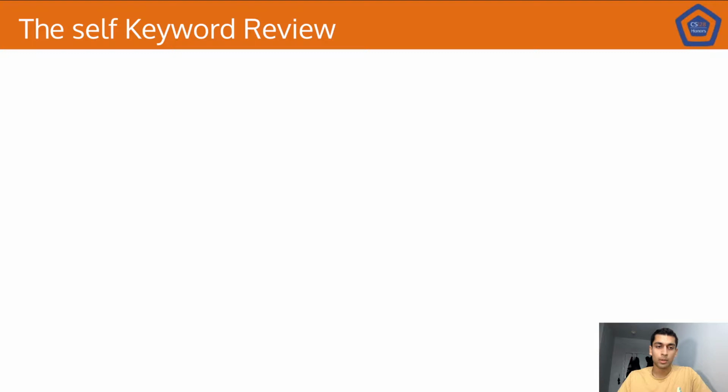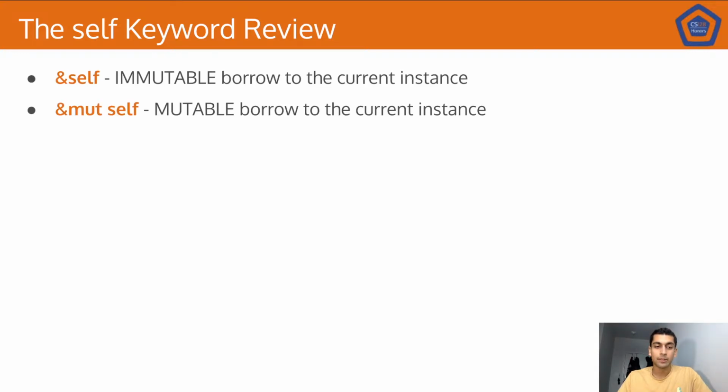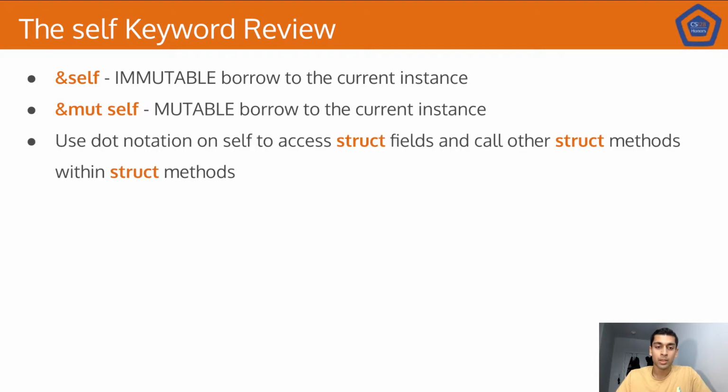Okay. And a quick review on self. Ampersand self is an immutable borrow of the current instance of the struct, say, to retrieve some piece of data from the struct or perform some computation upon it. And ampersand mut self is a mutable borrow of the current instance of the struct, and this is usually used to mutate the inner contents of the struct, some sort of object-oriented state-based programming. And so you use dot notation on self to access both the struct fields and call other struct methods within the impl struct methods.